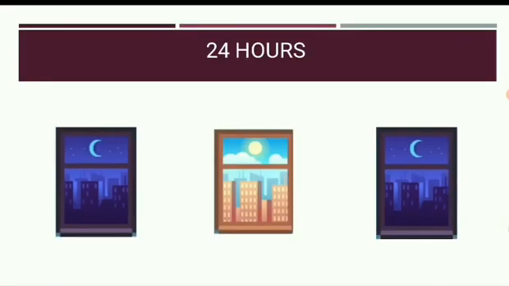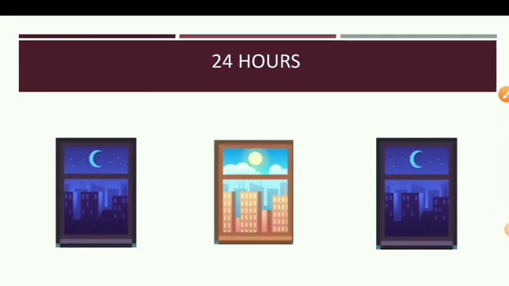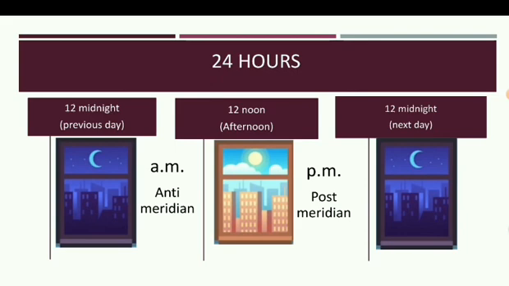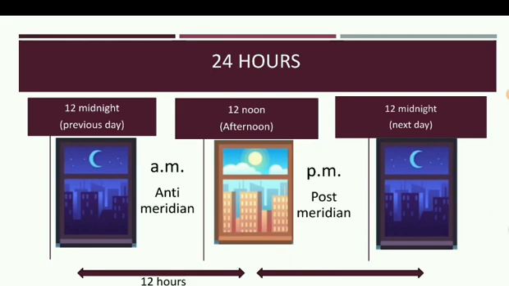Okay, children, you know there are 24 hours in a day, from night till day till noon, and from noon till again the next night. That is from 12 midnight in the previous day till 12 noon is a 12 hours difference we have, and then from 12 noon afternoon till 12 midnight in the next day, 12 hours.